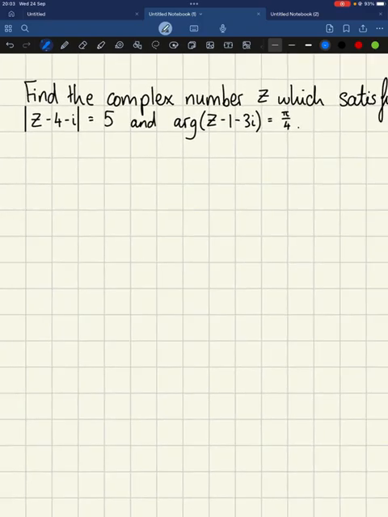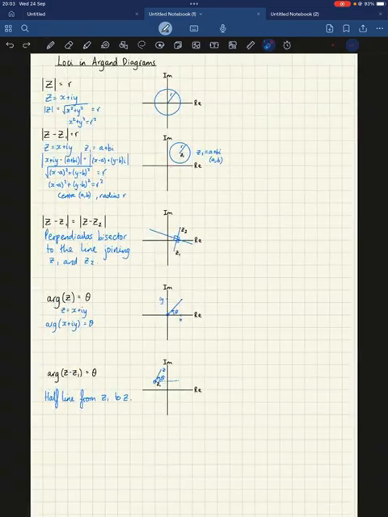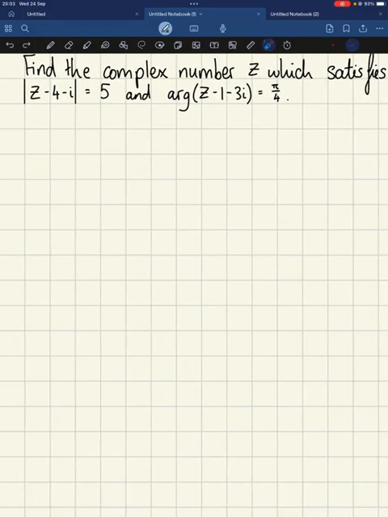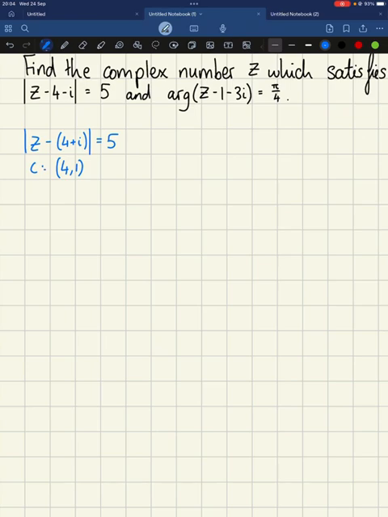Well, like we said earlier, we need it in the form z minus z1. So z minus z1 is equal to z minus 4 minus i. So what we're actually doing is z minus (4 plus i) equals 5, right? So our z1 is 4 plus i. And we know from earlier this is just a circle centered 4, 1. So center is 4, 1 and the radius is 5.